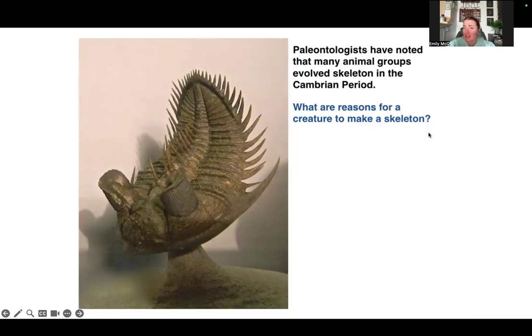Reasons for a creature to make a skeleton. I mean, think about it. You're going to have more protection. It can allow for more mobility. Having a skeleton, a spine, is going to allow for far more mobility. It's protection, it's safety. There are so many reasons for a creature to make a skeleton.